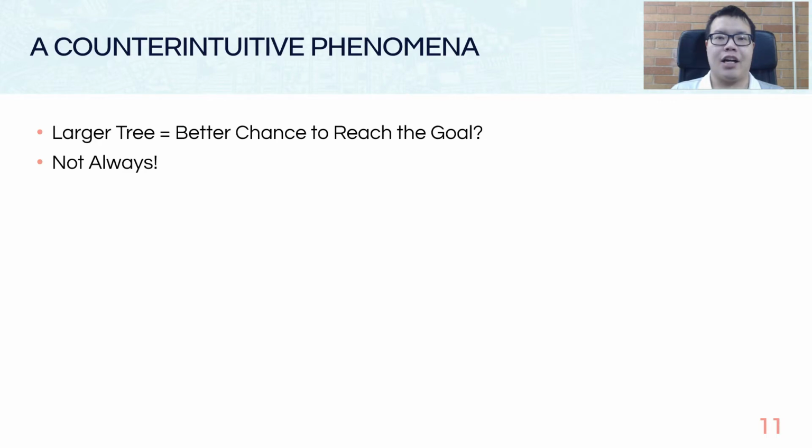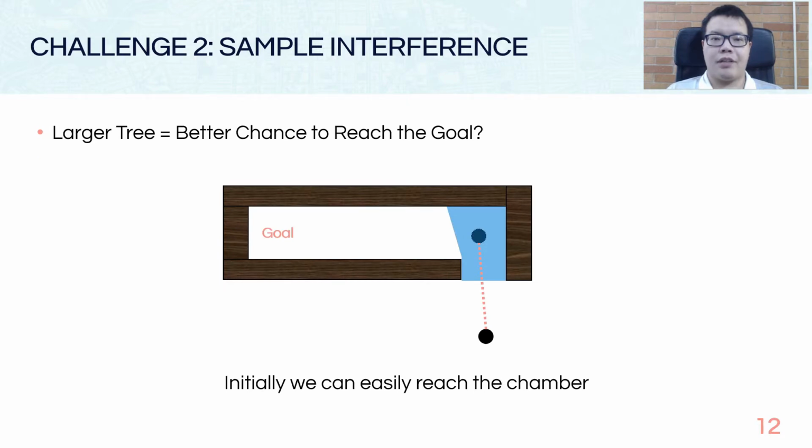The second challenge comes from a counterintuitive phenomenon. We would probably think we will have a better chance to solve the problem by running RRT for more iterations and building up larger trees in the configuration space. But this is not always the case. We call this phenomenon sample interference, which can be demonstrated in the following example. Consider we want to enter a chamber. Initially, as long as we can sample inside the blue region, we can enter the chamber because the nearest vertex is the root of the tree.